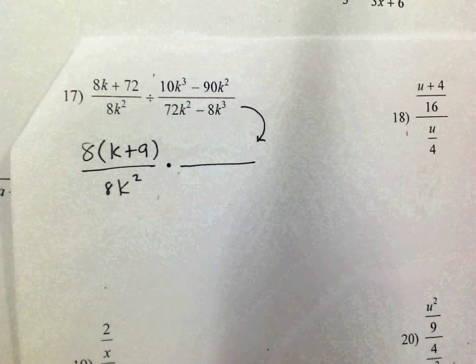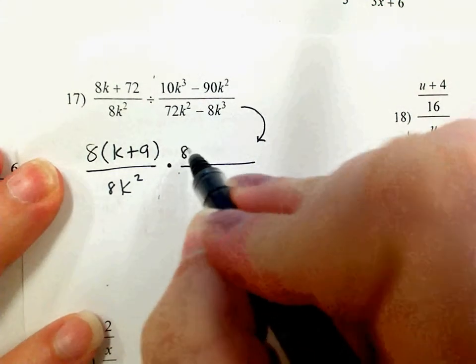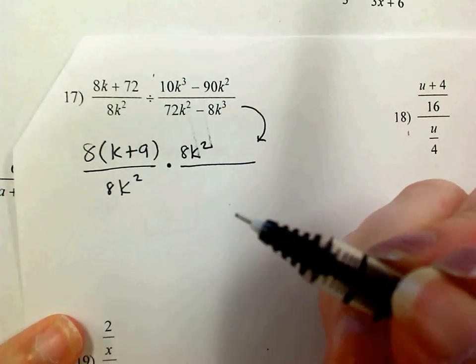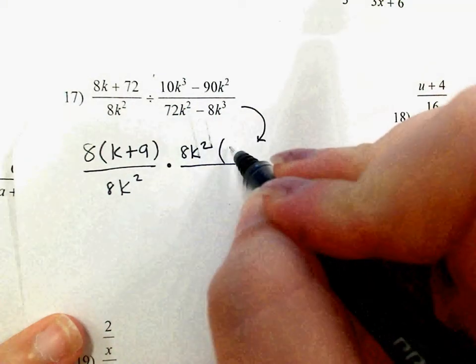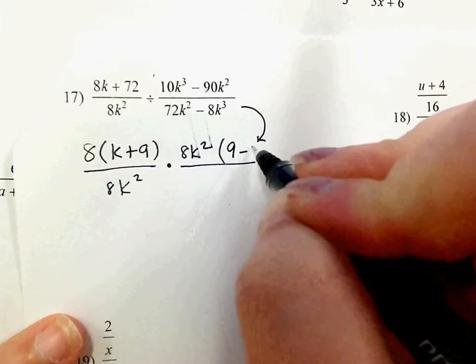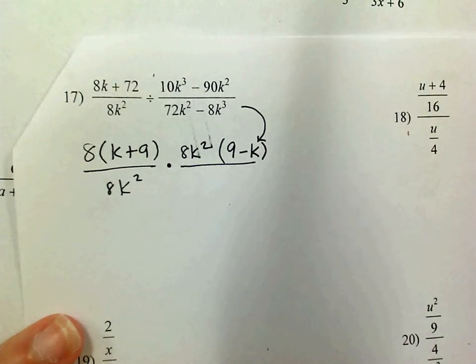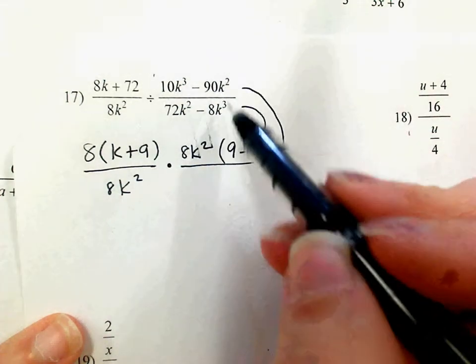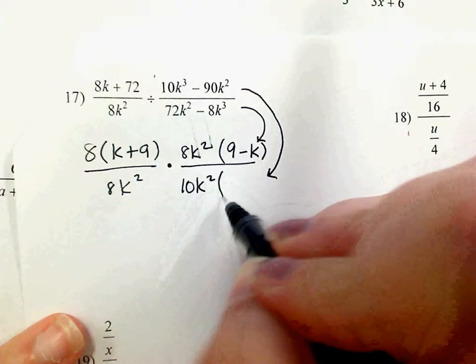Okay, so what can I factor out of both 72k squared and 8k cubed? An 8 and? Okay, so an 8k squared. Good. Okay, what am I left with? What am I left with? 9 minus just a k. We factored out 2 k's, right? Okay. So now this goes in the denominator. What can you factor out of 10 and 90? A 10k squared. What am I left with? Minus.